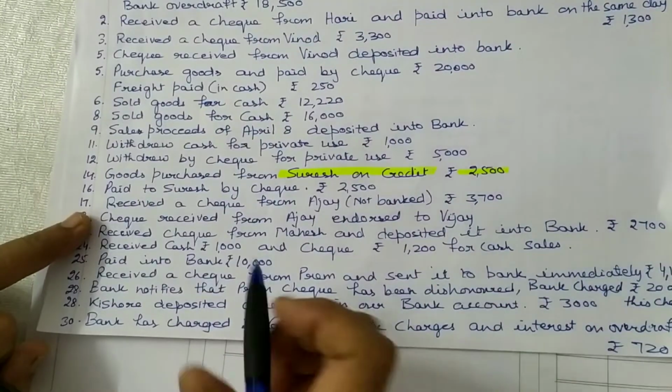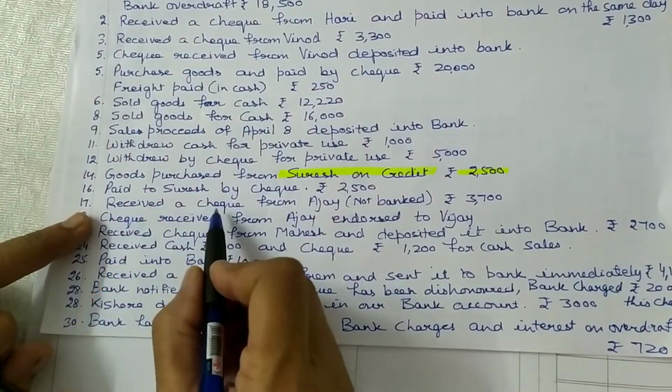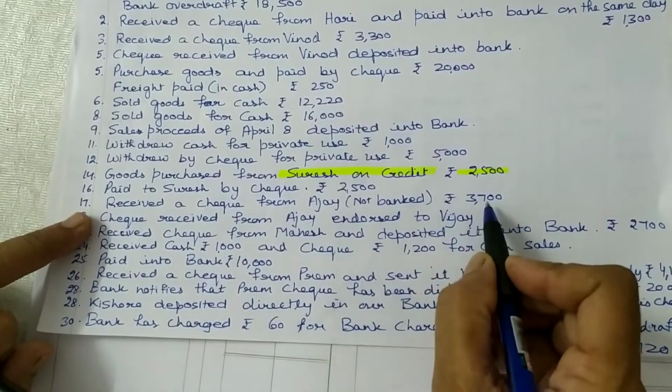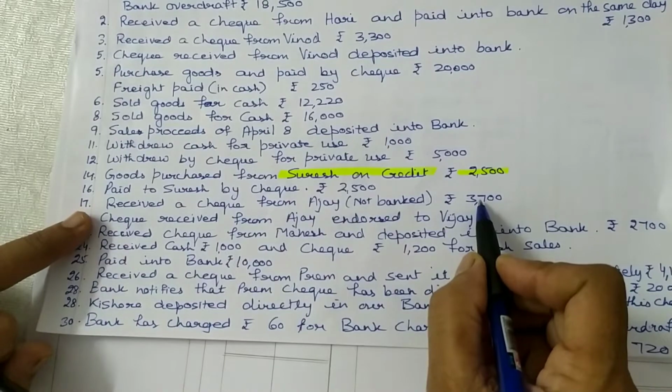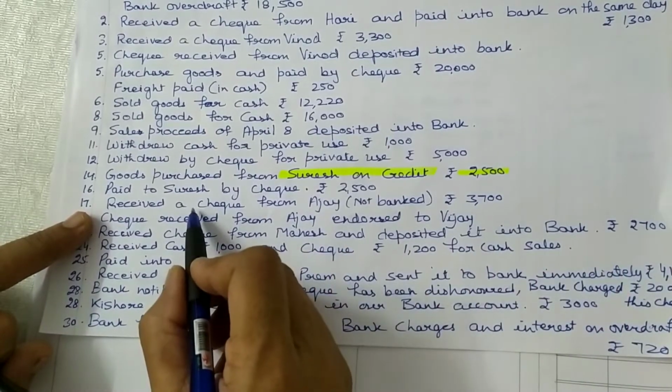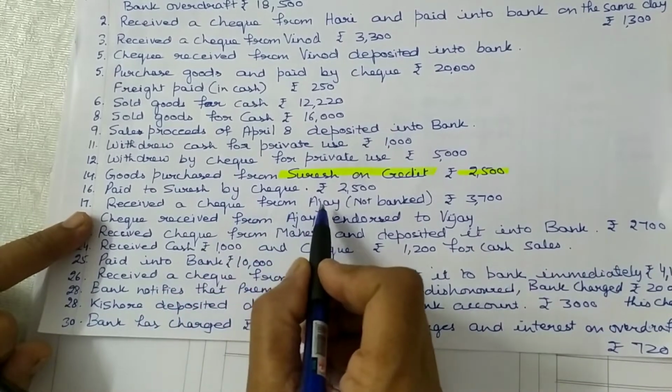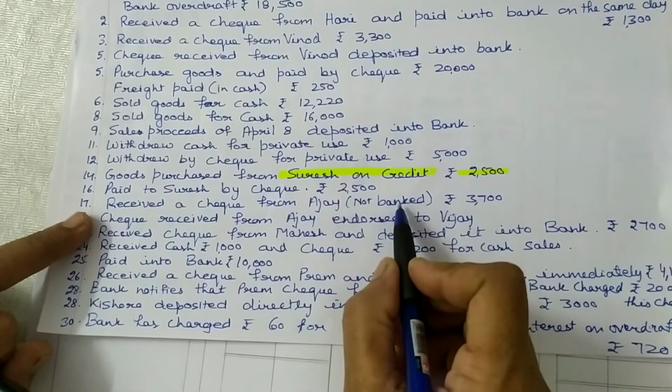Next transaction is received a check from Ajay, not bank, 3,700. It means you are receiving the check only. Check in hand account debited to Ajay because it is not bank.